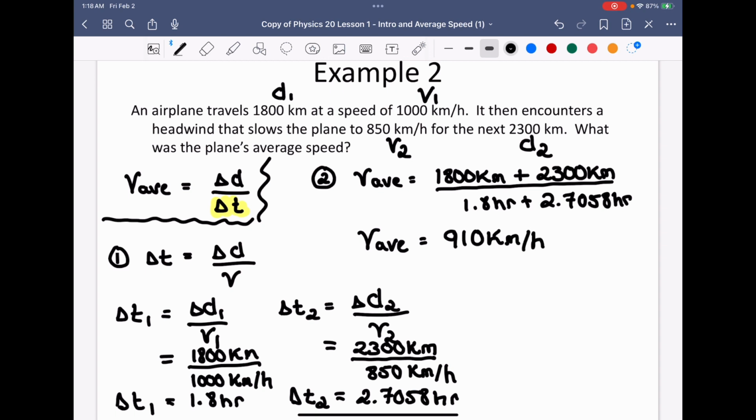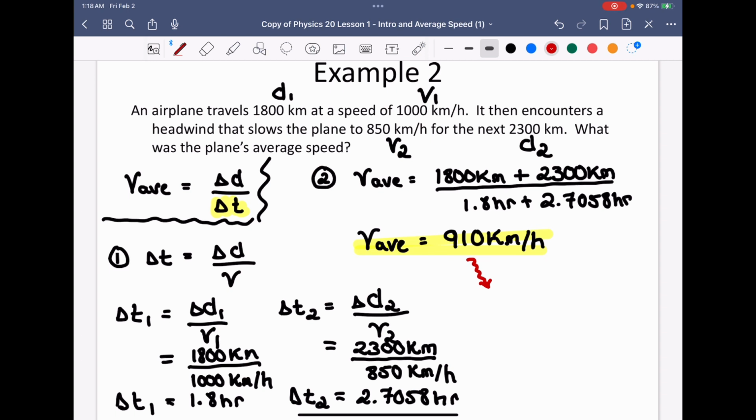Now, if you stopped there and said, hey, this is my final answer, I would be totally fine with that. The reason is because they weren't specific on whether they want it in kilometers per hour or in meters per second. If they did want it in meters per second, in the last lesson and this lesson, we've done a very simple conversion factor.